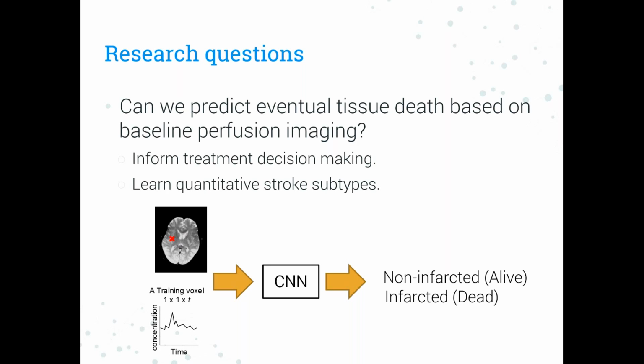So this figure just shows the basic overview of what we wanted to do. We have an input patch, and we have its tissue concentration over time down here. We can feed that into a CNN, a convolutional neural network, and we want to predict whether this voxel of tissue will be alive or dead after treatment, which is about 3 to 5 days is when we do a follow-up.